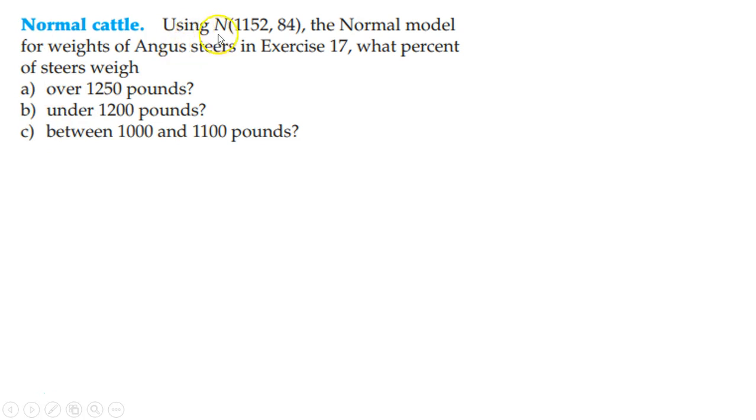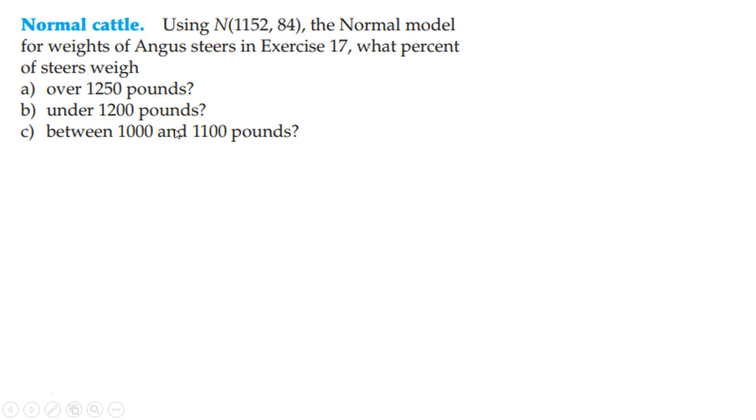This basically is saying that we're using the cattle problem from before, which was a prior video, and it said it's a normal model. You have your mean of 1152 and your standard deviation of 84, and the normal model for weights of Angus steers. It says what percent of the steers weigh over 1250, under 1200, and between 1100 and 1200.